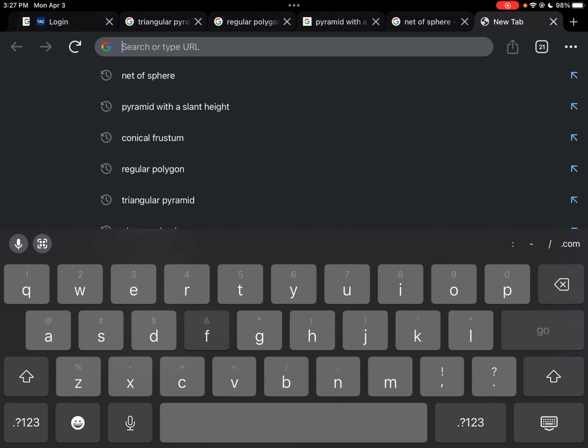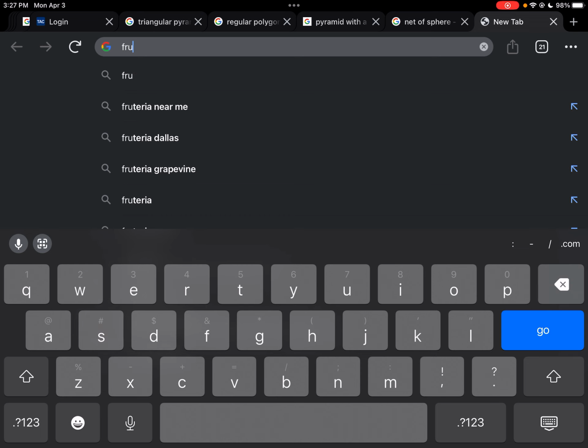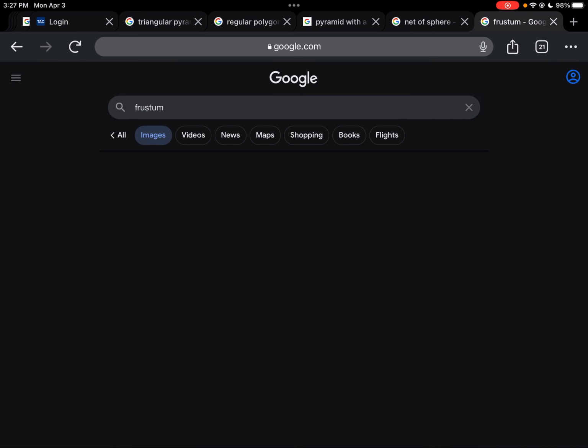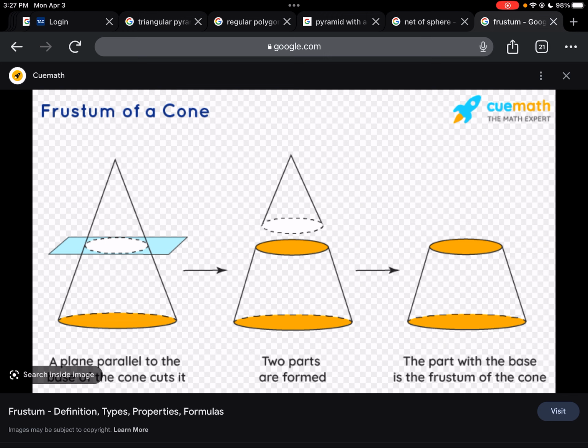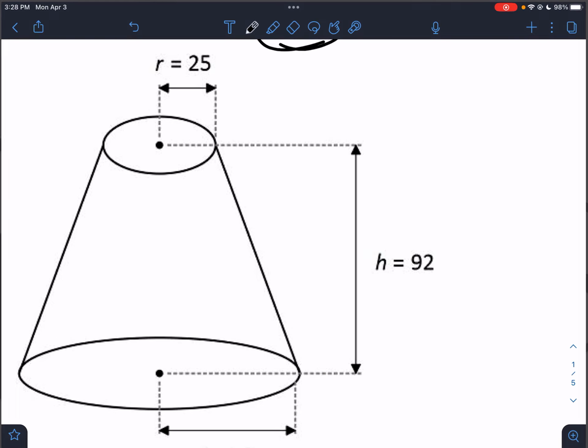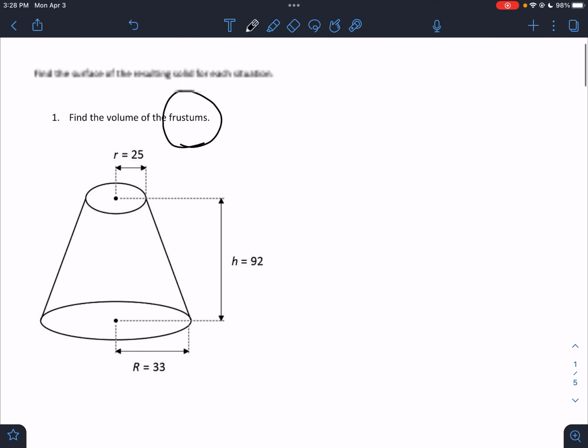So if I just type in frustum, you can see some more examples here. Let's take a look. What is a frustum? What does it look like? It could be a pyramid frustum. It could be a conic frustum. Here's a pretty good example of what it kind of looks like. Here's a frustum of a cone. It's a cone with a cone cut off. And kind of the same idea with a pyramid. And the part that's left over is called the frustum of the cone, or the frustum of the pyramid.